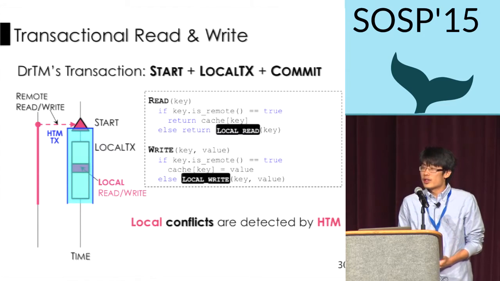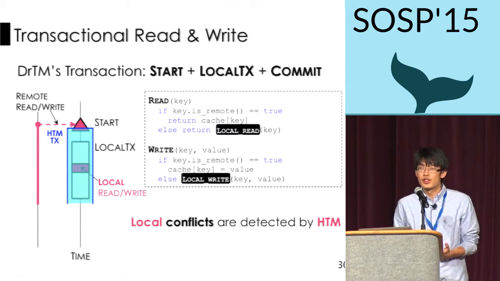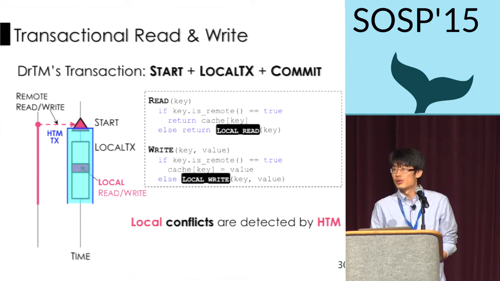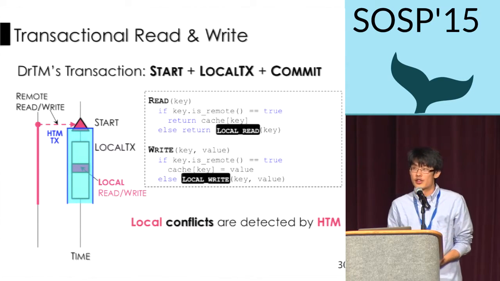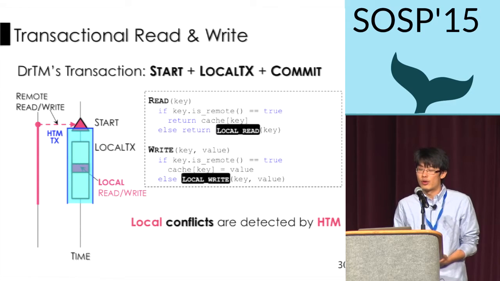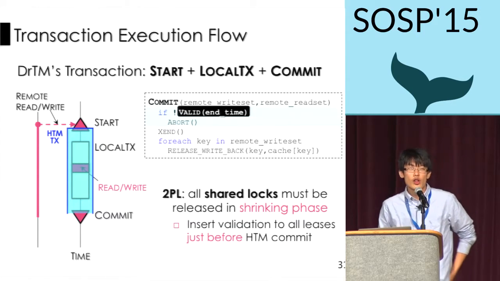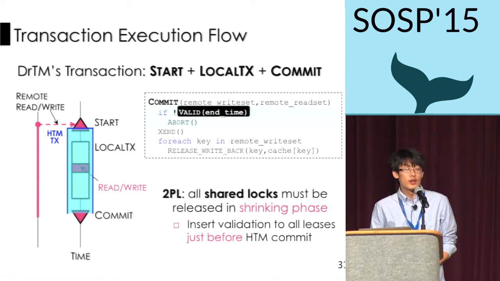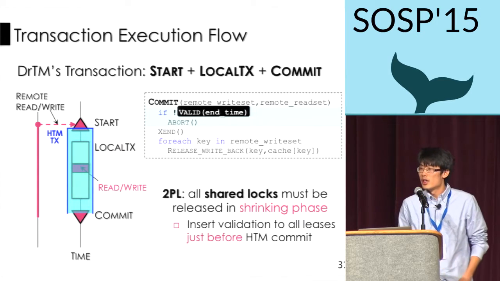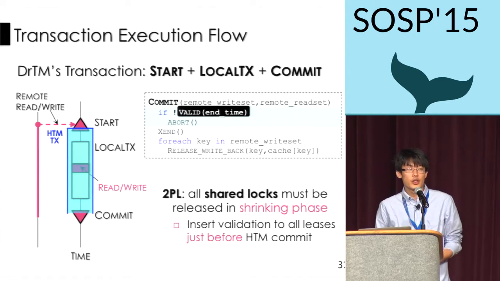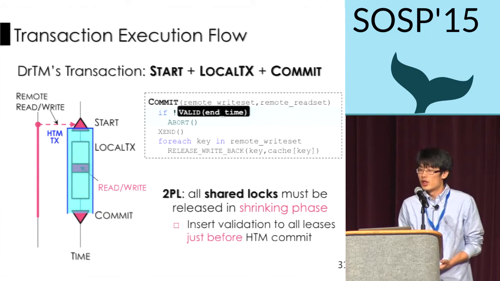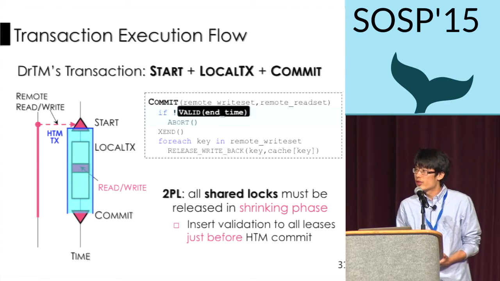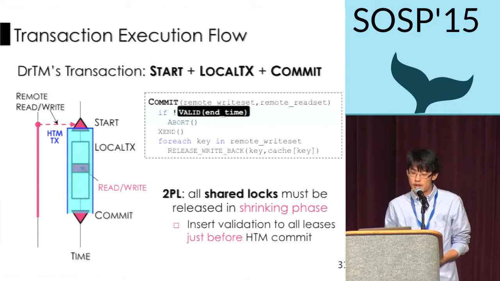So notice that all these operations are executed in HTM transactions, so we do not need to detect conflicts between local transactions, which is done by the hardware at very low cost. Once the transaction finishes, it will come to the commit phase. Since we use leases as our shared log, we have to make sure that all leases are valid at commit time, which corresponds to that in two-phase locking, where all read logs must be released at the shrinking phase.